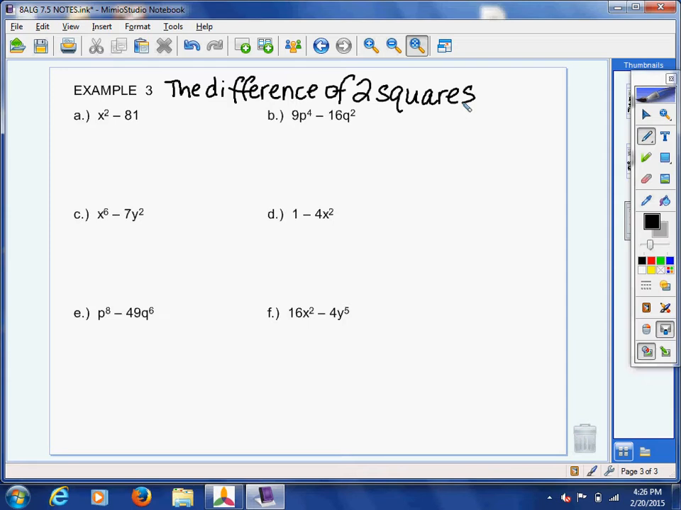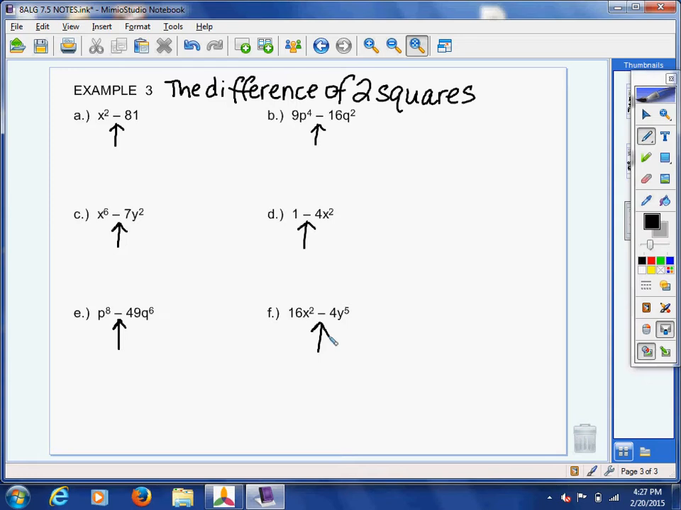The first thing I want to do is, for A, B, C, D, E, and F, make sure that every one of them is actually a difference, okay? So you should see a subtraction sign. If you see an addition sign, it is not the difference of two squares, okay? So first of all, you have to have a subtraction sign because that's what the difference means.